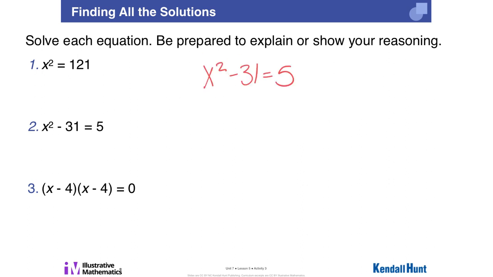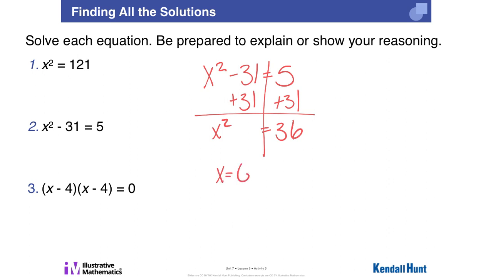Here we have x squared minus 31 equals 5. I'm going to get that x squared by itself by adding 31 to both sides. So I have x squared equals 36. So now I'm thinking, what number times itself gets me 36? Well, x could be 6 because 6 times 6 is 36. Or x could be negative 6 because negative 6 times negative 6 is going to be positive 36.